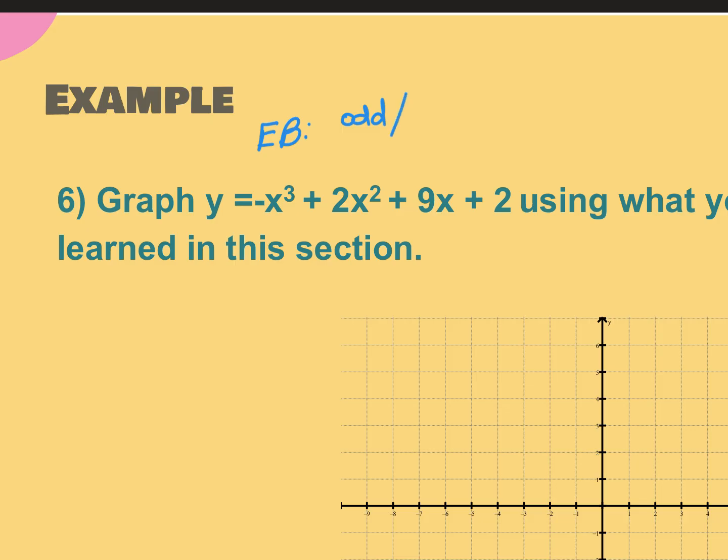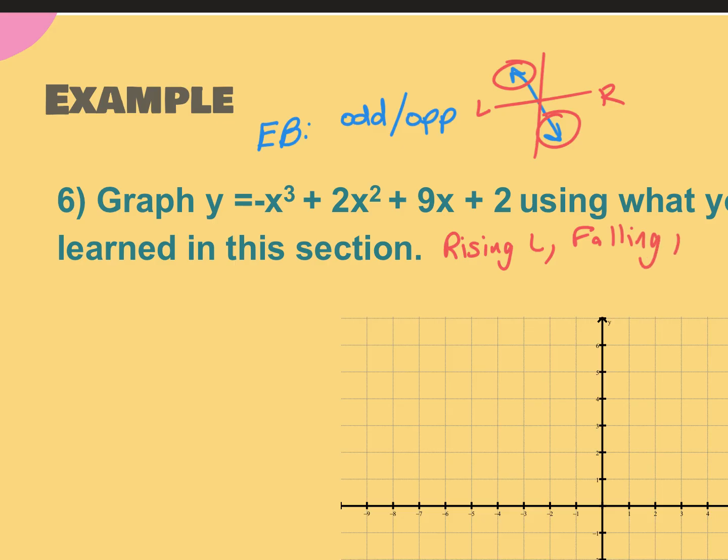So I think odd and opposite. Okay, the directions of the arrows are going in opposite directions. What else do we notice? The leading coefficient is negative. So the ends are going to resemble a negative line. There's going to be bumps and stuff in the middle, but the ends are going to resemble a negative line. So from left to right, what are your end behaviors? It's rising on the left and what on the right? Falling on the right. Good. All right, those are the end behaviors of the graph.